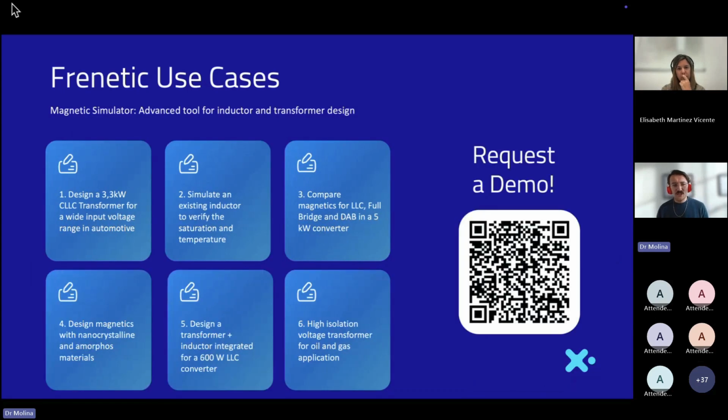Some of the use cases for our simulator have been shared by our customers. People are designing complete, complex CLLC transformers, but also low frequency magnetics with nanocrystalline or amorphous materials. In some cases, they are just testing their own design to make sure that everything is fine, or to see if they can optimize it. If you want a free demo of how the technology works, just request a demo.